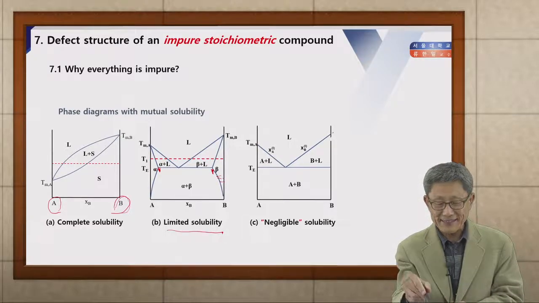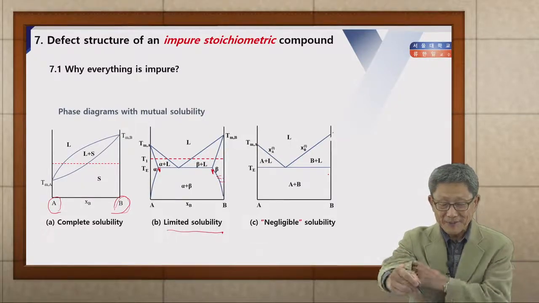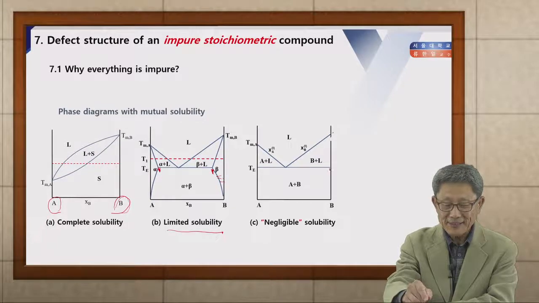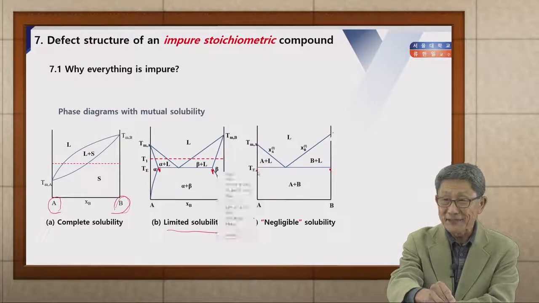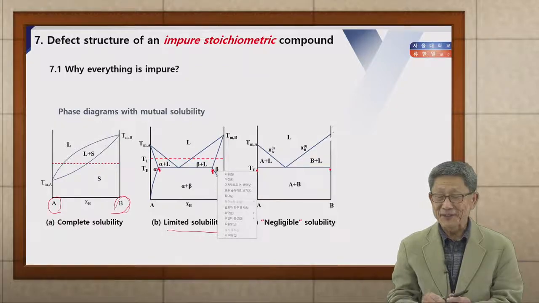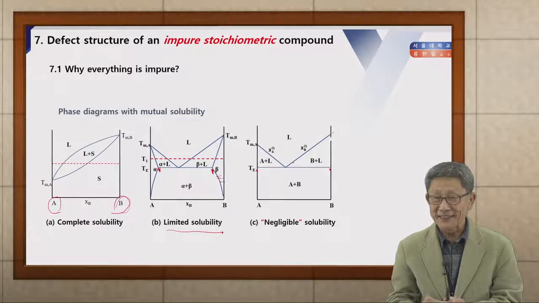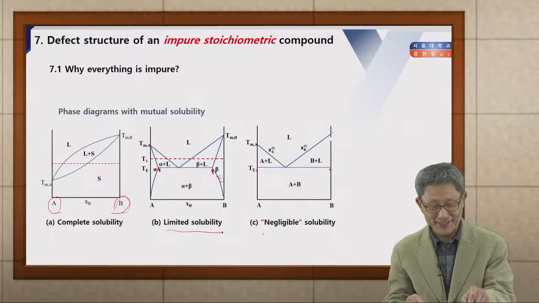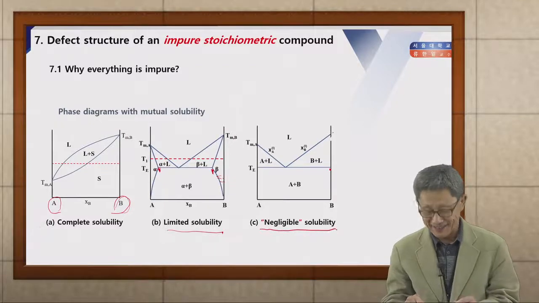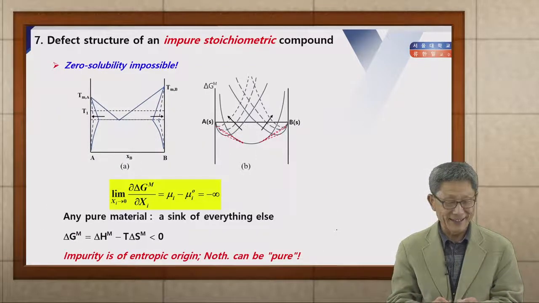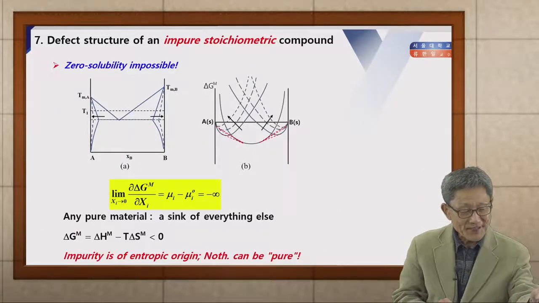Now, the last case is negligible solubility. Now have a look. You see, no solubility limit is found. So you can say that solubility is 0, but actually it cannot be 0 for a thermodynamic reason. So we say negligible solubility. Why is that? Here is the answer. Now suppose that your solubility limit is getting smaller and smaller for some reason, okay?